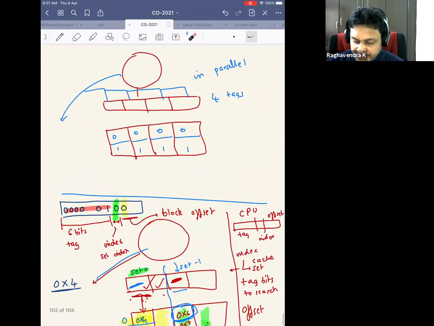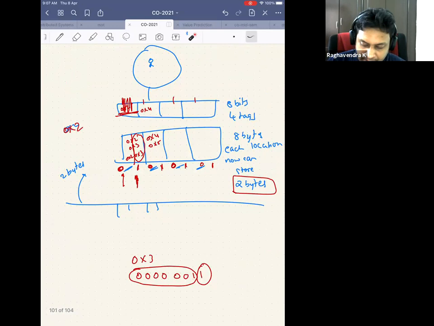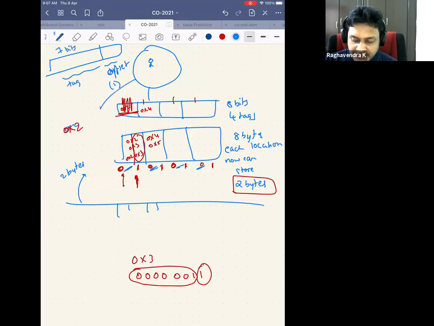In the initial design, when the CPU generates an address, I take the first few bits as the tag, and then the offset. The number of bits in the offset is such that 2 to the power offset is equal to the number of bytes in the block. In this case, there were 2 bytes, so the number of bits in the offset is 1. The CPU was generating an 8-bit address, so the remaining 7 bits are the tag. When the CPU generated the address, I searched all of them in parallel, and if the tag is a hit, I use the offset to read a particular byte.